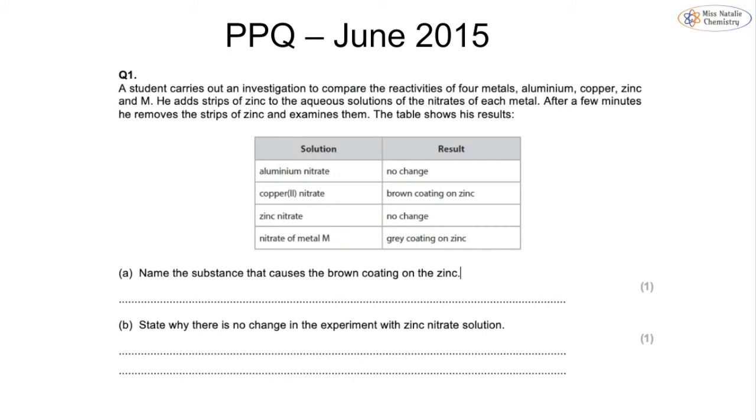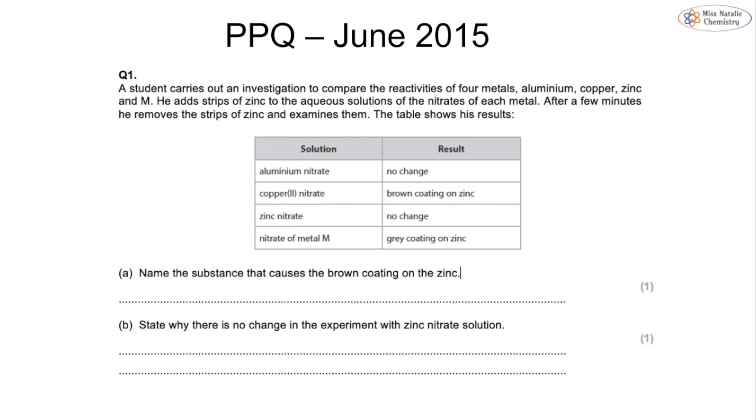So let's finish off by looking at some past paper questions. So this is from the June 2015 paper. A student carries out an investigation to compare the reactivities of 4 metals, so aluminium, copper, zinc and metal M. He adds strips of the zinc to aqueous solutions of the nitrates of each metal, and then after a few minutes he removes the strips of zinc and examines them. And we can see that we get a table of results here.